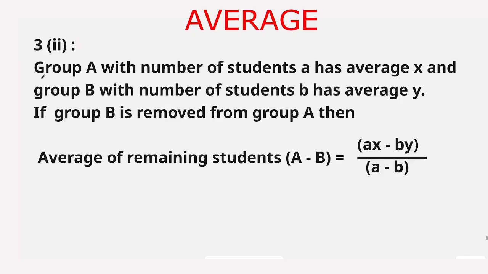Point 3, part 2. Group A with number of students A has average X, and group B with number of students B has average Y. If group B is removed from group A, then the average of the remaining students A minus B equals AX minus BY upon A minus B. Here group B is part of group A, and if the number of students of group B is removed from the total number of students of group A, then their average will be AX minus BY upon A minus B. Now we will understand this formula with one example.